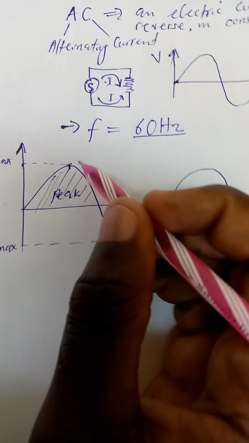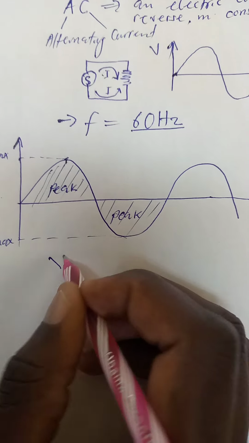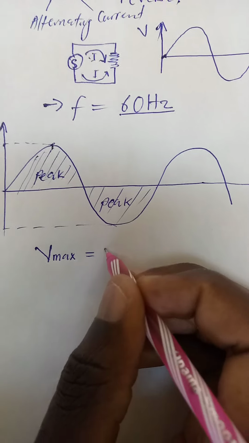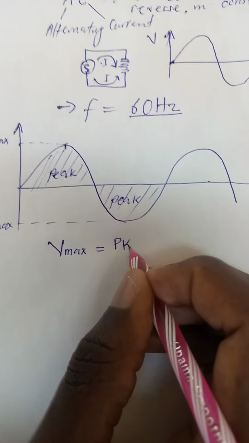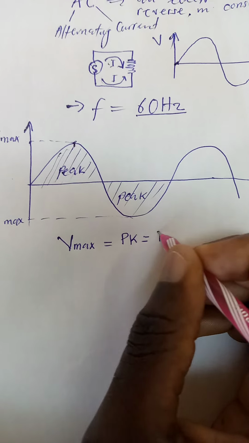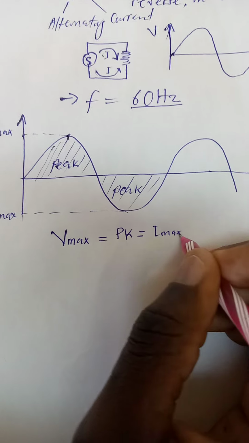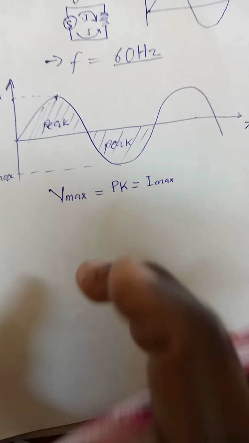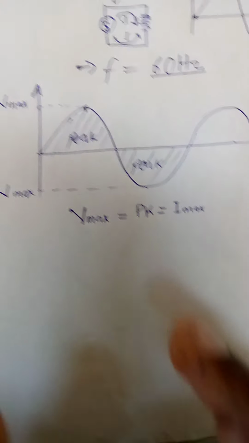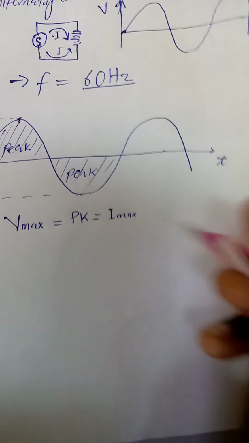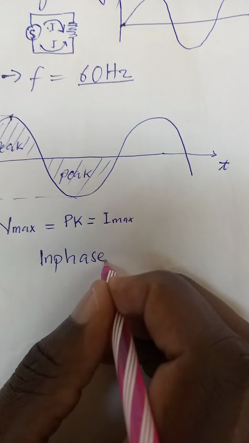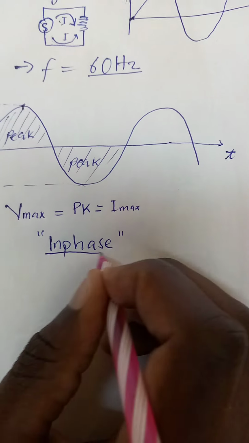So we are saying Vmax. In other words, we are saying Vmax is simply equal to peak, of which this is also equal to Imax, which is current, because you discover that these two, which is current and voltage, are in phase. Let me just use this term, they are in phase. This is important. They are in phase.